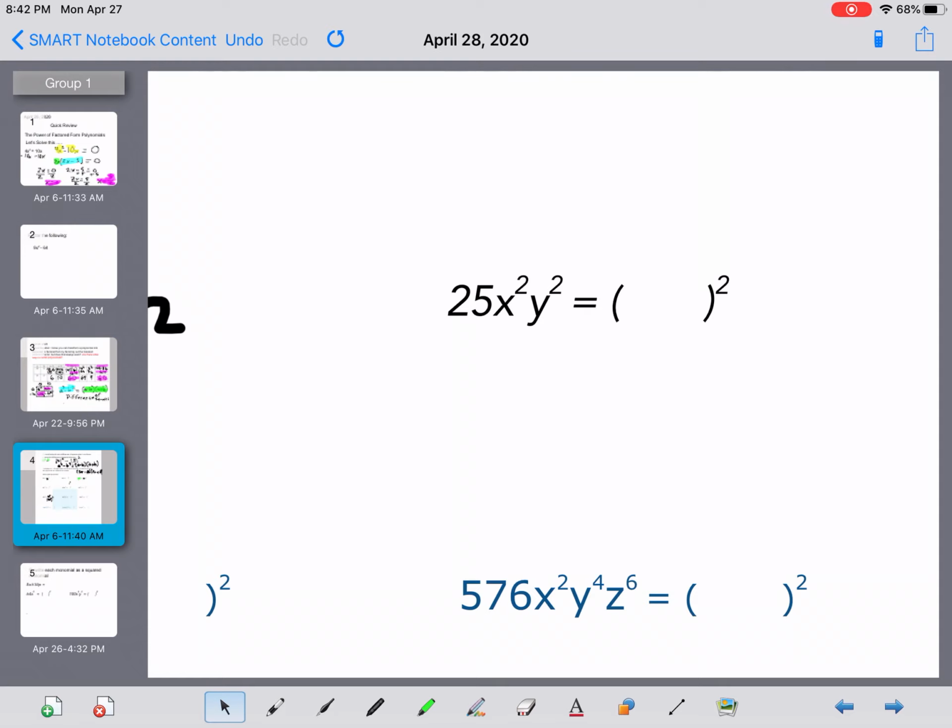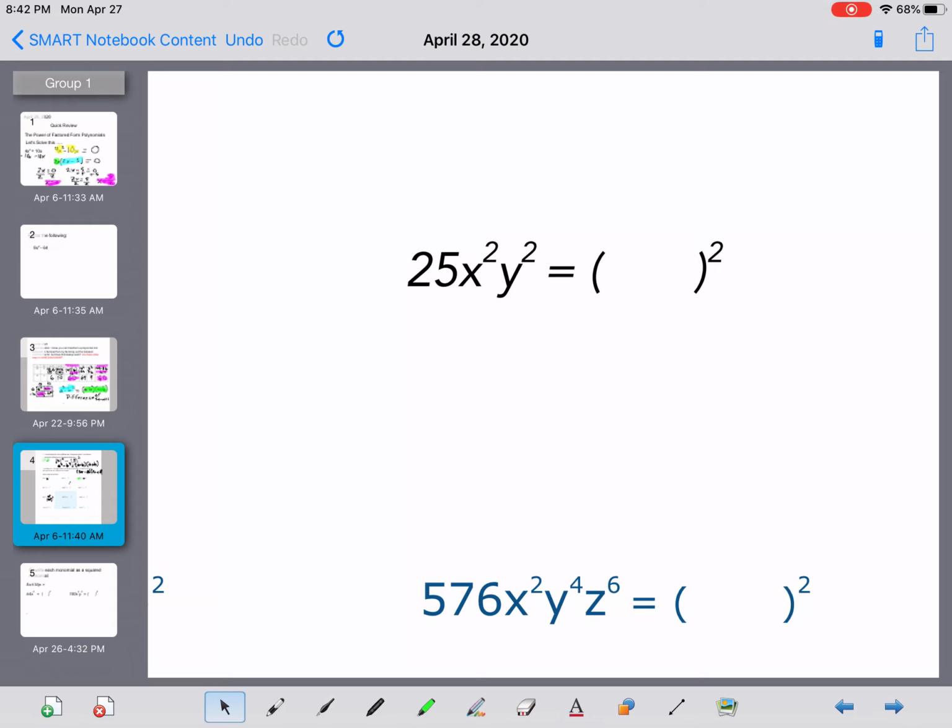576 x to the 2nd power, y to the 4th power, z to the 6th. How do I write that as a squared number? Or that's like saying, what's the square root of 576? So I'm going to ask Siri to help me out. Hey Siri, what's the square root of 576? The square root of 576 is 24. There we go. So that's 24. That means 24 times 24 gives me 576.